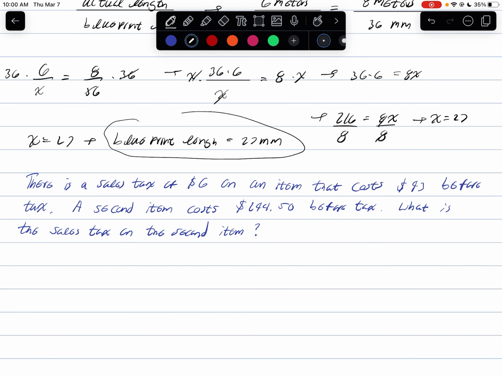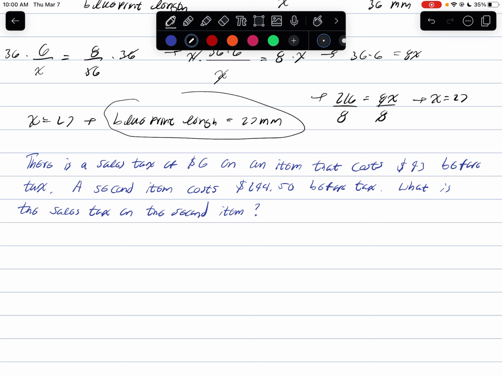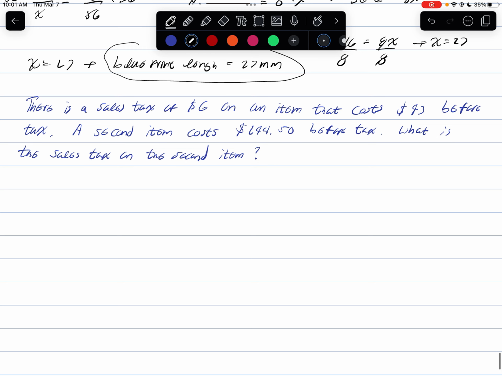Okay, let's look at one more. Here it says there is a sales tax of $6 on an item that costs $93 before tax. A second item costs $294.50 before tax. What is the sales tax on the second item? So once again, we're dealing with a ratio here that should remain constant.